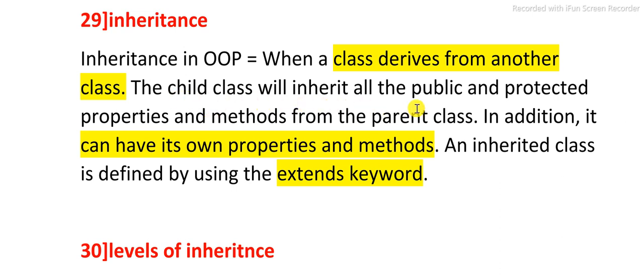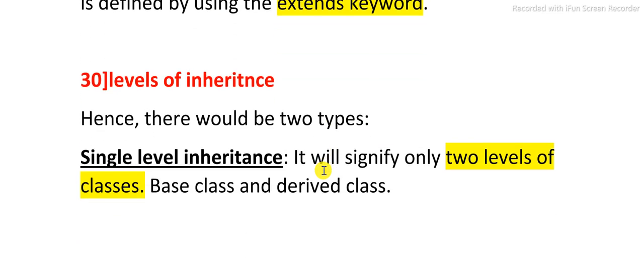The child class will inherit all public and protected properties and methods from the parent class. In addition, it can have its own properties and methods. The advantage is the child can have its own properties and methods. You can have your own dreams, ambitions and all. An inherited class is defined using the extends keyword. If we have to inherit a class, we need to use this extends keyword. So from a base class, you are deriving a derived class.